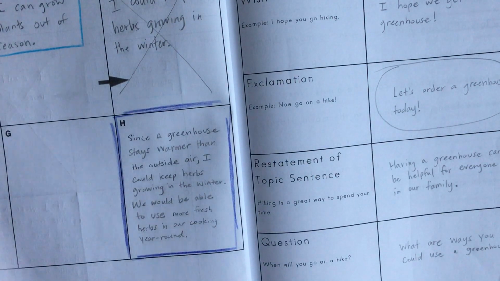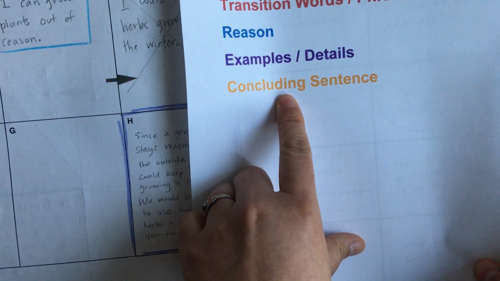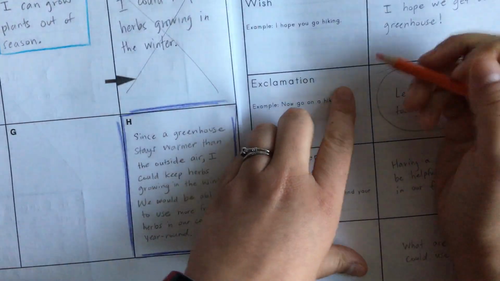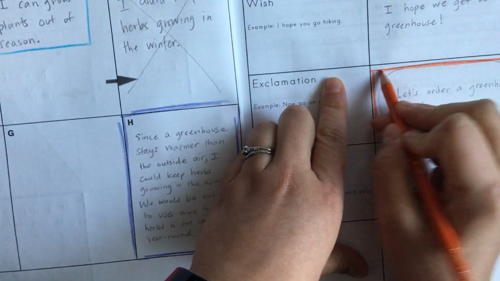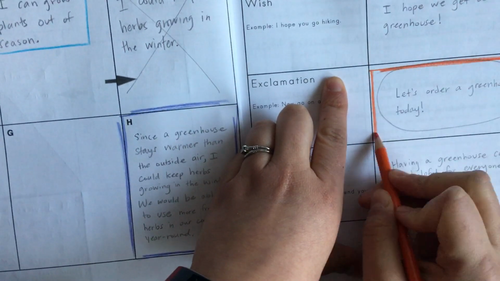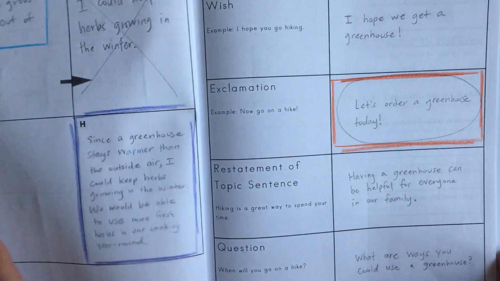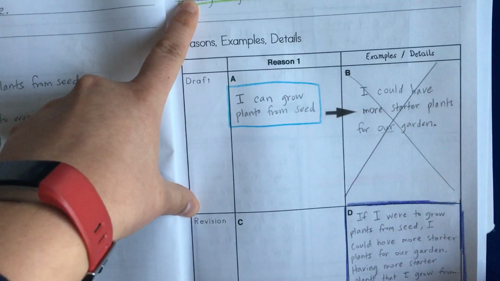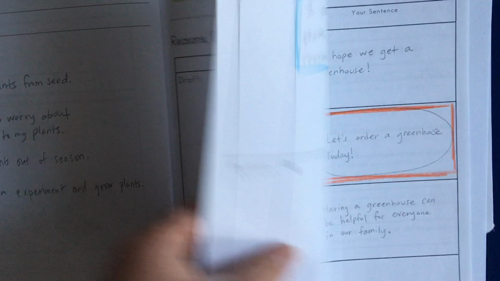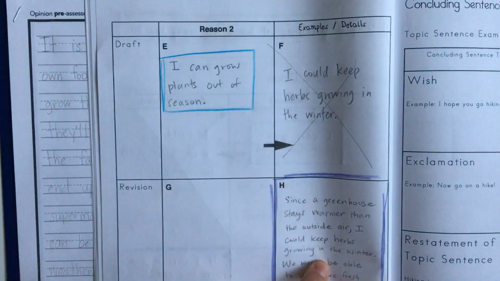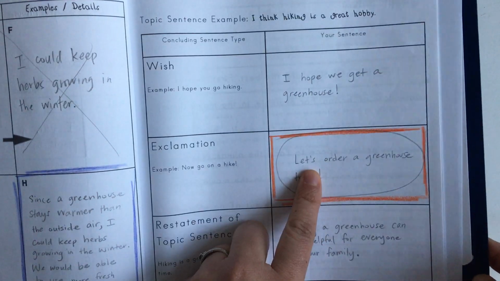Our concluding sentence, and we'll put that in orange. So concluding sentence, outline. Remember, it's just one. The one that you picked. Okay, outlining the concluding sentence. So now, I have a topic sentence, I have my reason and example, my reason and example, my concluding sentence.